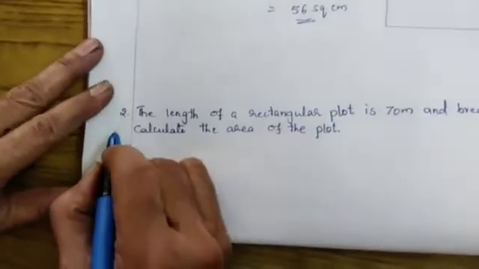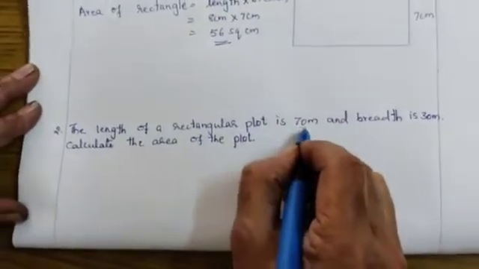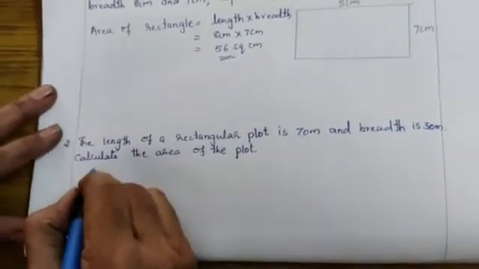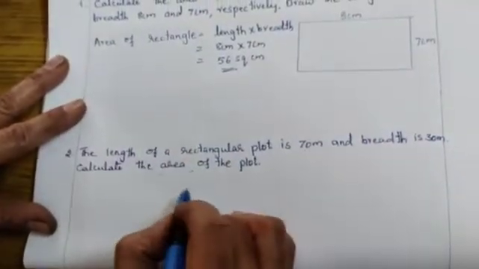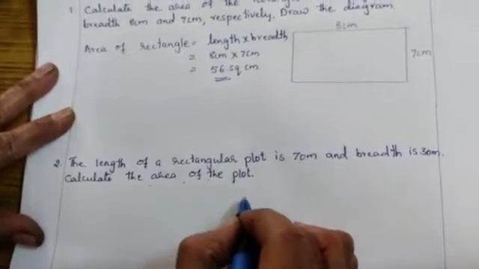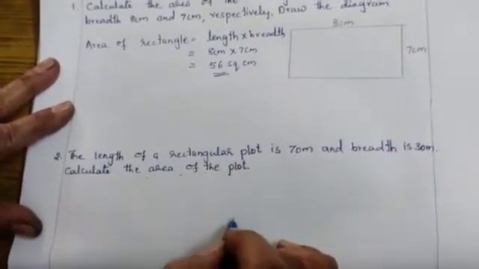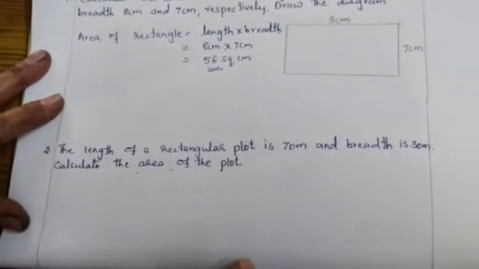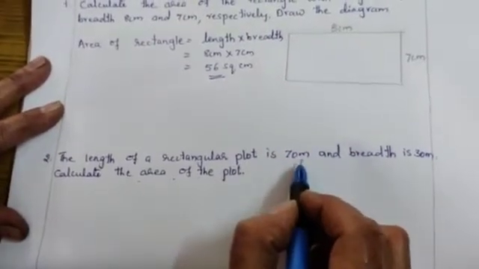Now second question: the length of a rectangular plot is 70 meter and breadth is 30 meters. Calculate the area of the plot. So here also the same method you have to follow, children. Area of the rectangular plot is equal to length into breadth. Length is 70 meter and breadth is 30 meter. Multiply and find the answer. Answer you have to write in square meter because here it is given in meter.